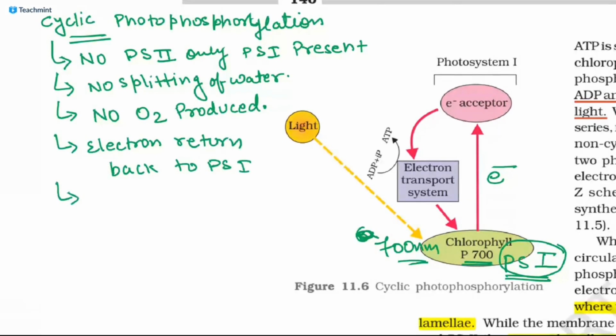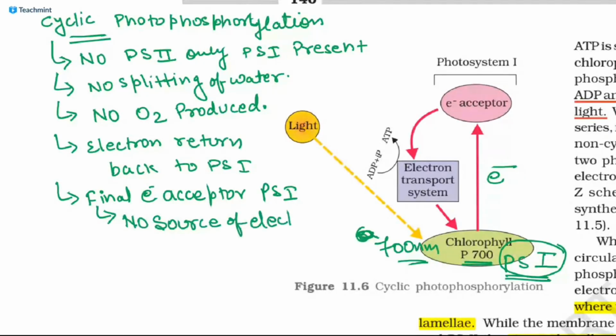So who is the final electron acceptor? Photosystem 1. So the source is also photosystem 1 and the final electron acceptor is also photosystem 1. Whenever photosystem 1 excites the electron, it returns back. So does it require a permanent source of electron? No. No source of electron is required. Even if there is no splitting of water, which is not producing any electron, the process will still continue. Is it clear?